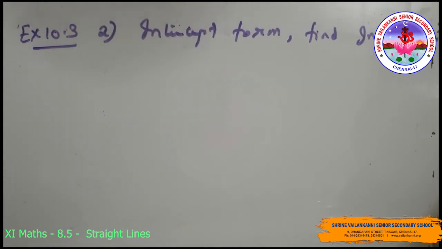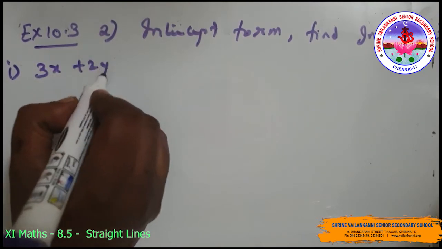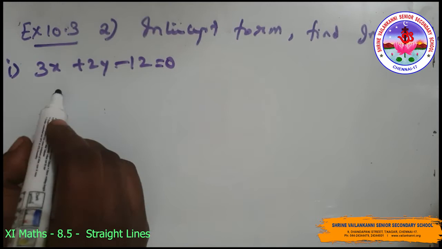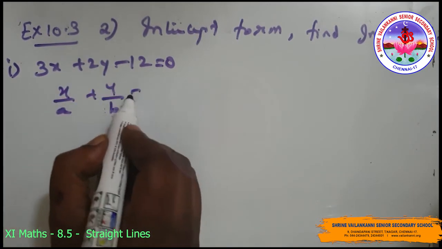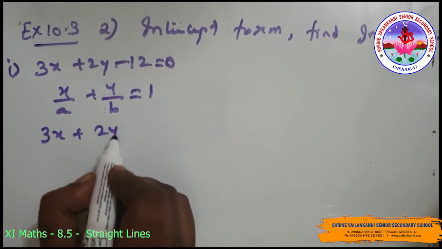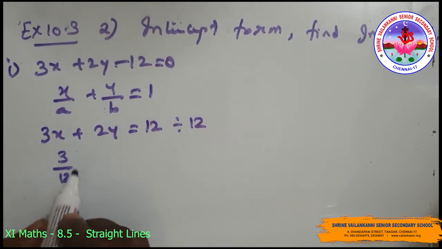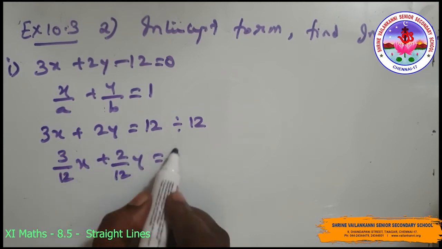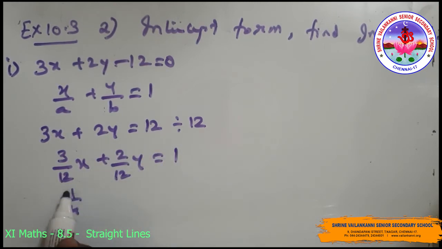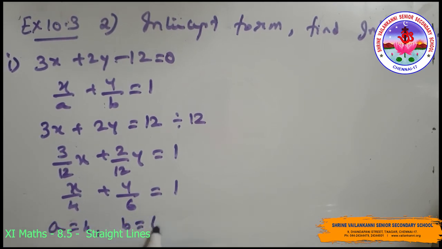Second question: reduce the following equations into intercept form and find their intercepts on the axis. The first question is 3x + 2y - 12 = 0. Intercept form is x/a + y/b = 1. We have to write this equation in this form. So we have 3x + 2y = 12, the whole equation divided by 12. We get 3/12 of x + 2/12 of y = 1. So 1/4 x, that is x/4 + y/6 = 1. So intercept a is 4 and b is 6.